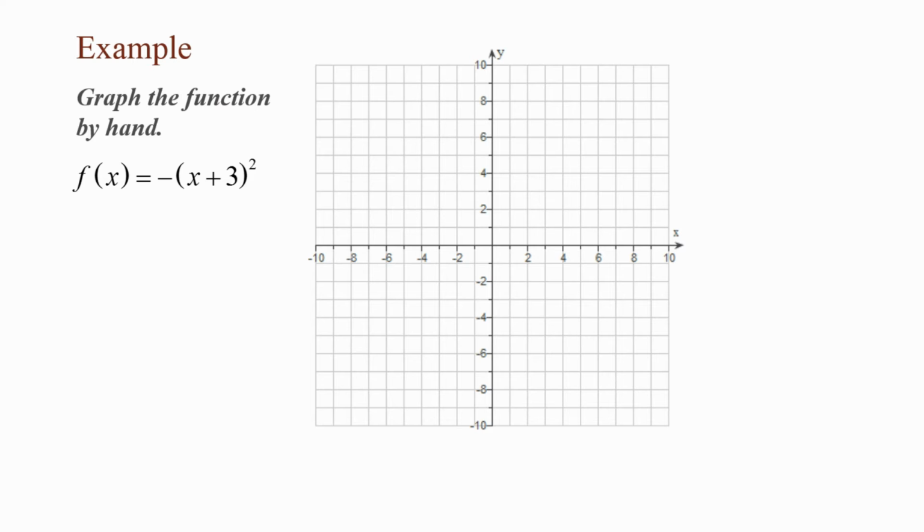In this example, graph the function by hand. f of x equals negative (x plus 3) squared. First, we want to compare it to the formula for a parabola. a is what's in front of my parenthesis, so a equals negative 1. h is the opposite sign of the number in the parentheses with x. Since I have x plus 3, h is negative 3. k is whatever is added on to the end. Since I don't have anything, k is 0.